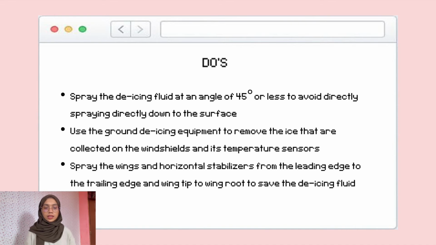And the third one is when you are spraying the de-icing fluid, make sure to spray its wings and also its horizontal stabilizers from the leading edge to its trailing edge and from its wingtip to its wing roots. This is because since the wings are cambered, by spraying it this way, the fluid can directly drain towards the middle part of the wings, which can save the fluid.